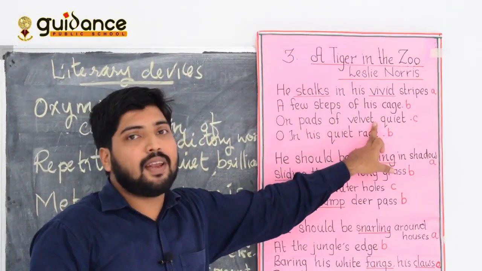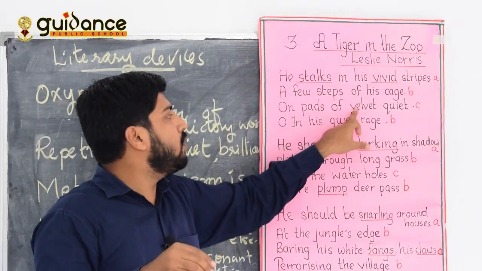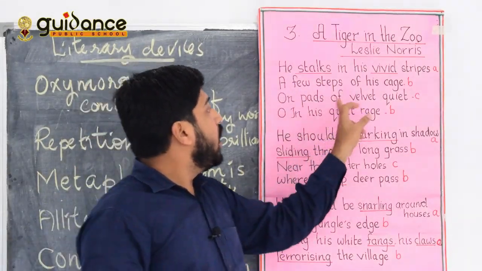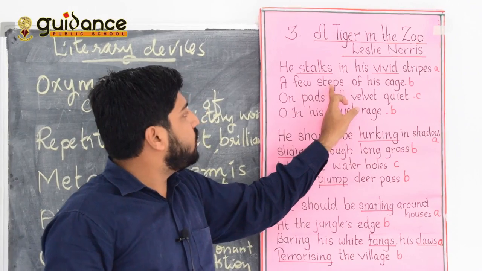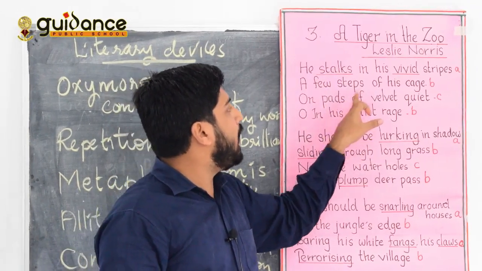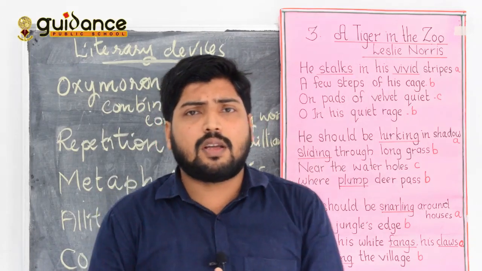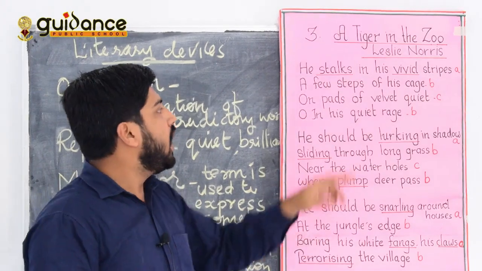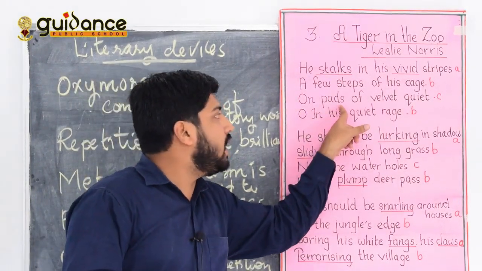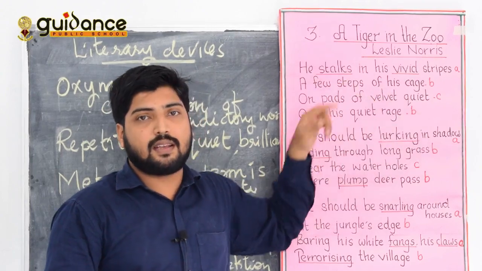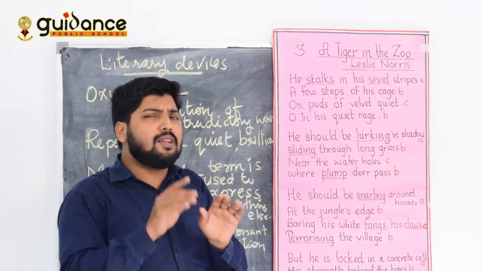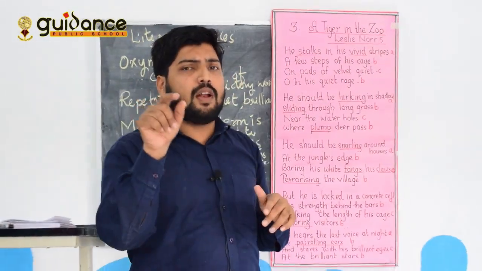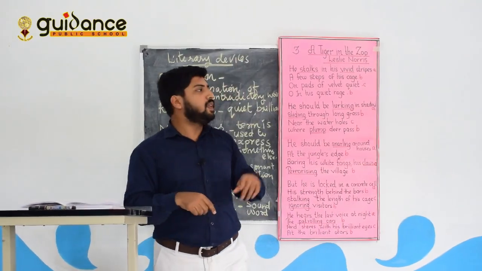On pads of velvet quiet. Here what does it mean? What is velvet? Everyone knows the velvet fabric, right? He stalks a few steps on pads of velvet quiet. How does the tiger walk? We know that the pads, the paws, are like the velvet fabric. Understand? And they are as soft as the velvet fabric. What is as soft as the velvet fabric? Right, the paws of the tiger.